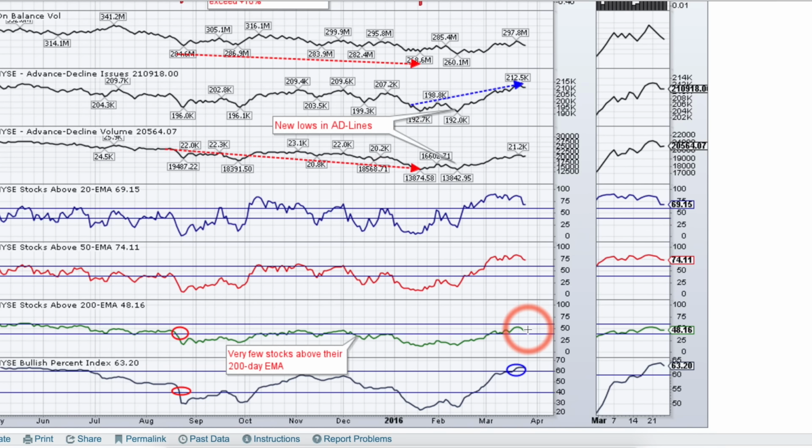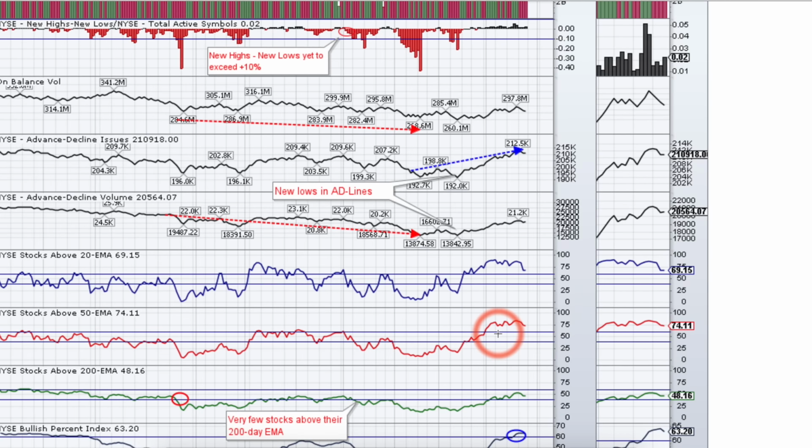This hasn't happened yet. Now, as far as bullish percent index, we did improve, and it looks like we are actually above the 60%, so that's a positive sign. The shorter term ones, the 50-day EMA and the 20-day EMA, could also be thought of almost like overbought or oversold indicators, and I think we're overbought, obviously, in this case.